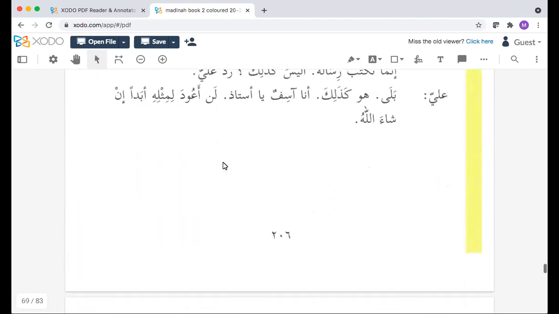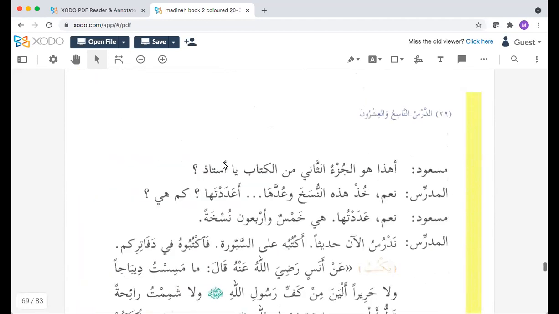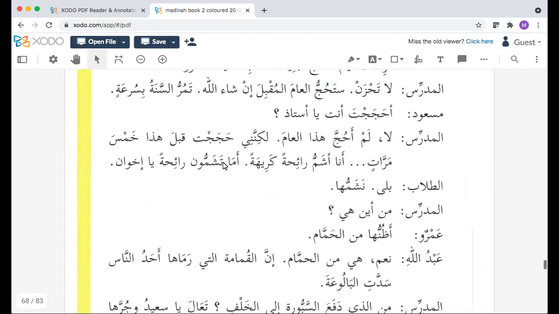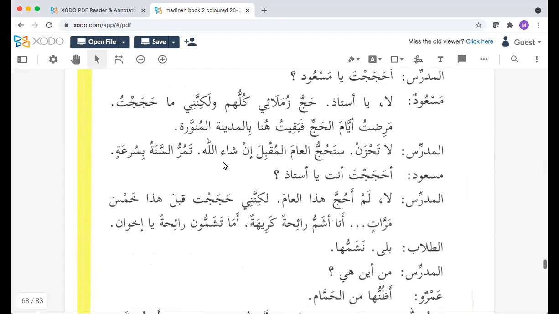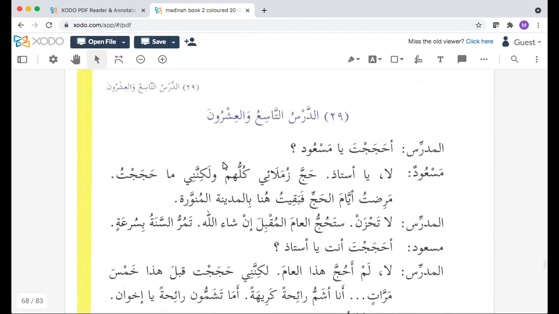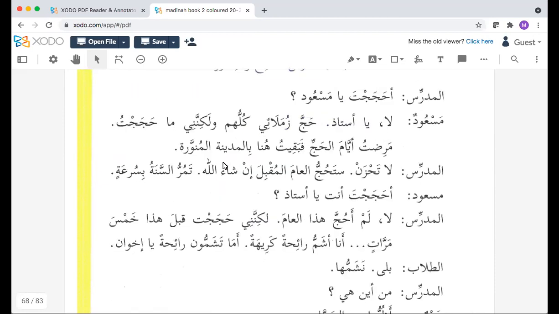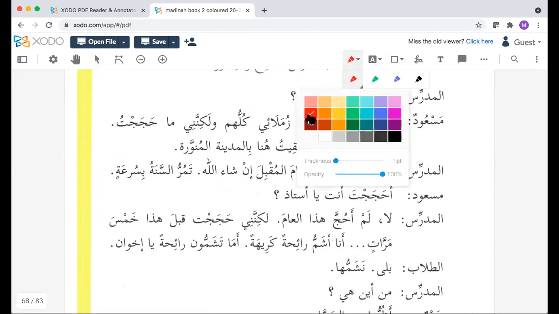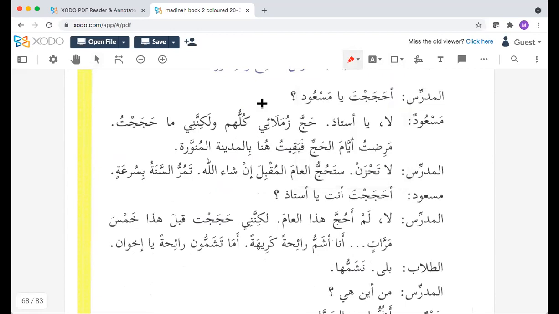We have been through the dialogue between al-mudarris and various students, and examples were given of how some verbs have the second and the last letter, ainul kalima wa lamul kalima, the same.